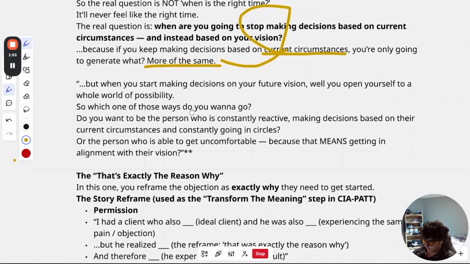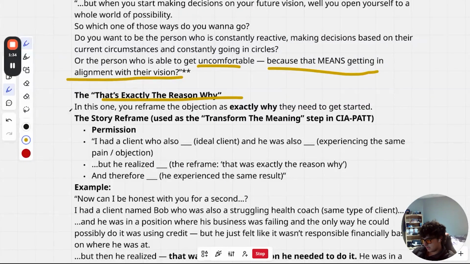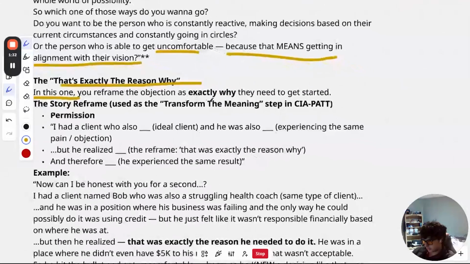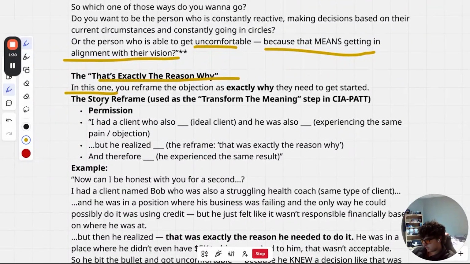So which one of those ways do you want to go? Do you want to be the person who is constantly reactive, making decisions based on their current circumstance and constantly going in circles, or the person who is able to get uncomfortable, because that means getting in alignment with their vision? That's exactly the reason why. In this one, you reframe the objection as exactly why they need to get started. The reframe is used as the transform step in the CIA path.